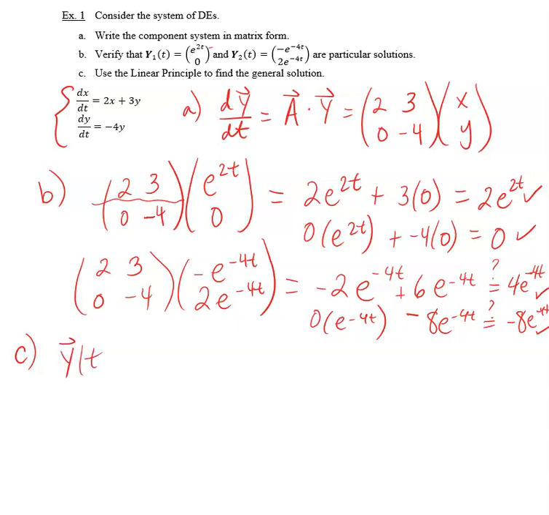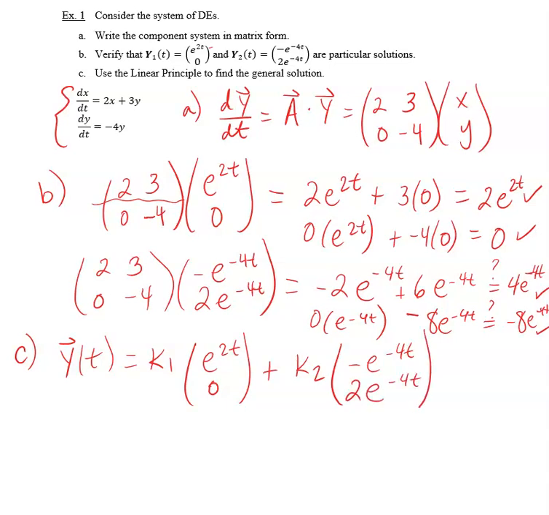or vector form is going to be equal to K1 times the first particular solution, so that was e to the 2t, 0, plus K2 times the second particular solution, so that was -e to the -4t, and then 2e to the negative 4t, and that is going to be my general solution. Just like previously we had C1 and C2, it's the same idea. That's what those are. We don't have an initial condition to solve for K1 and K2.